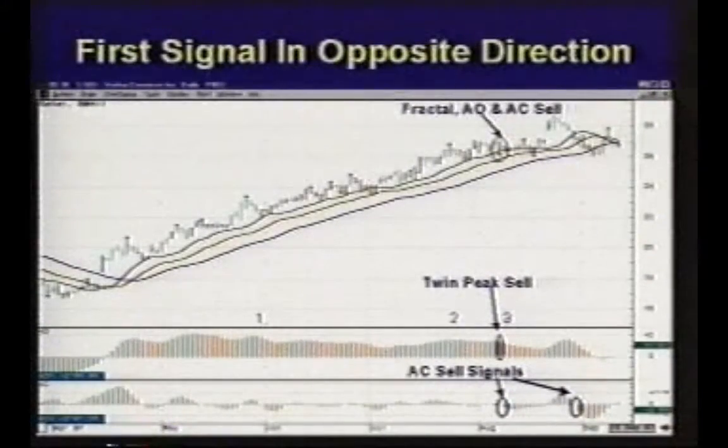First signal in the opposite direction, this is on Harley-Davidson. This is a stock chart. Notice this long move. This was a beautiful move. One peak, two peak, three peaks. So you've got a divergence, you've got an AO sell, an AC sell, and a fractal. Here are the signals I've pointed out at these circled parts.